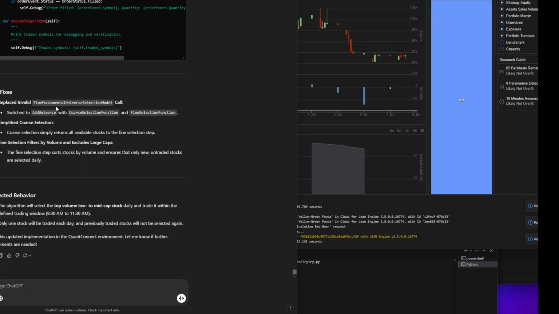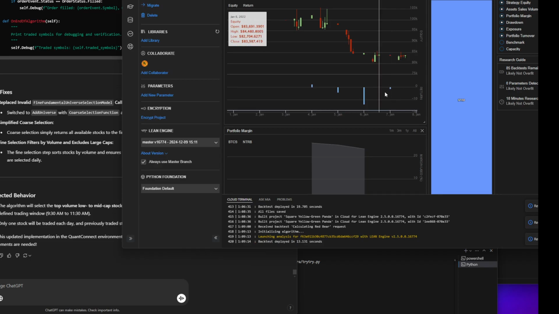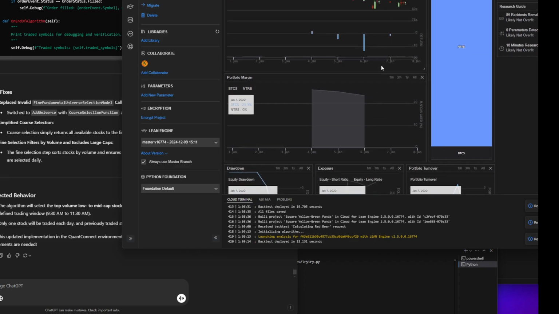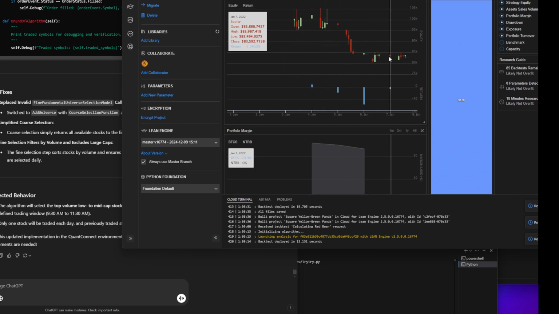All right, so it replaced find universe with the add universe and coarse with fine, and still only one stock. Now, I can understand how two of them maybe. I can understand how one would be the same top volume stock all week, and it might trade that a couple of times because it's remained the top volume, mid cap, or whatever. That could be the case. Not profitable anyway.